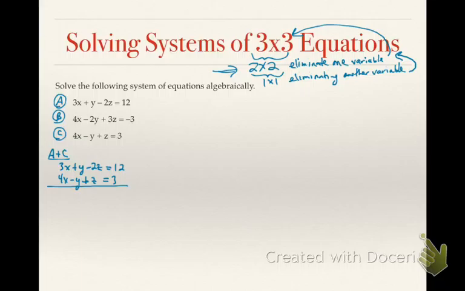If you can, it's always better to add than subtract because you have to be careful about signs. Okay. So let's add these. Add the 3x and the 4x, that gives me 7x. Add the y's, they cancel. Negative 2z plus z gives me negative z is equal to 12 plus 3, which is 15.